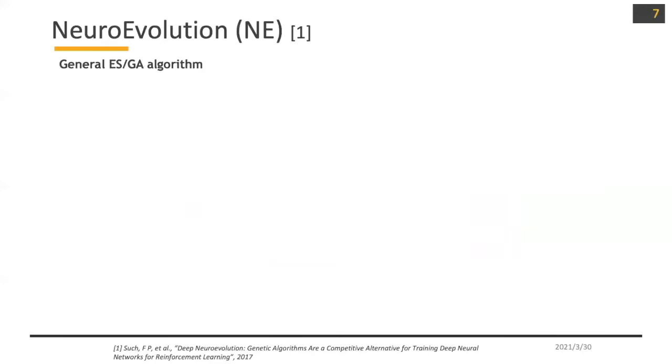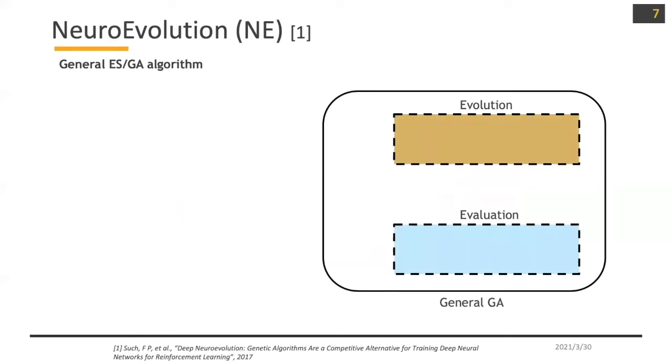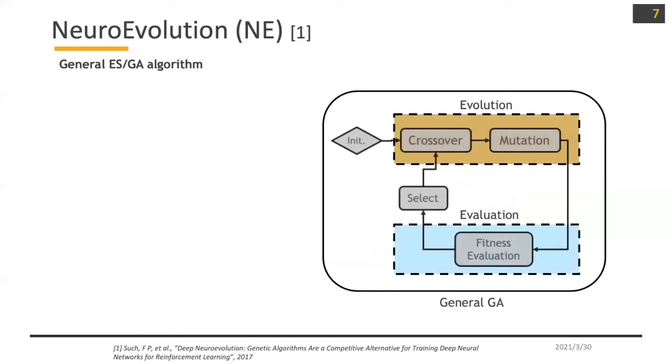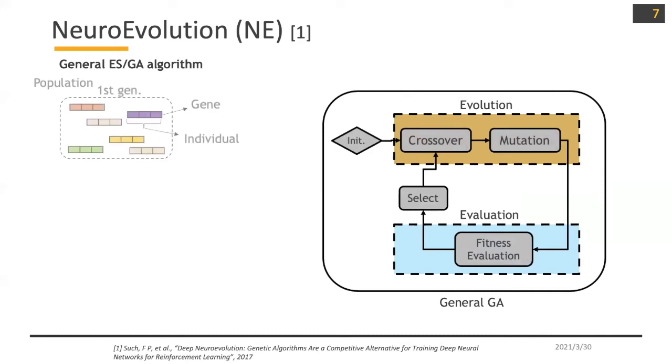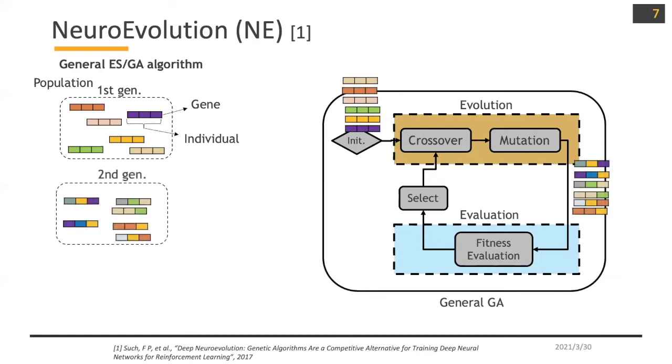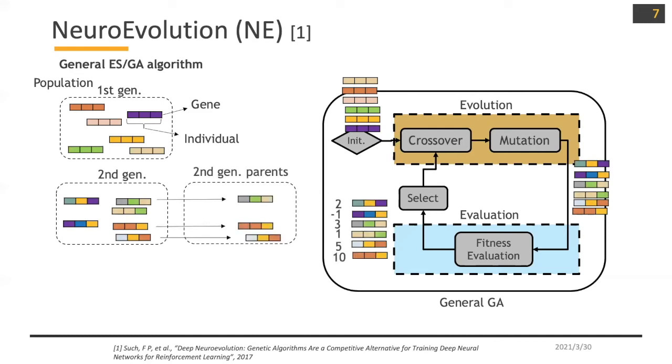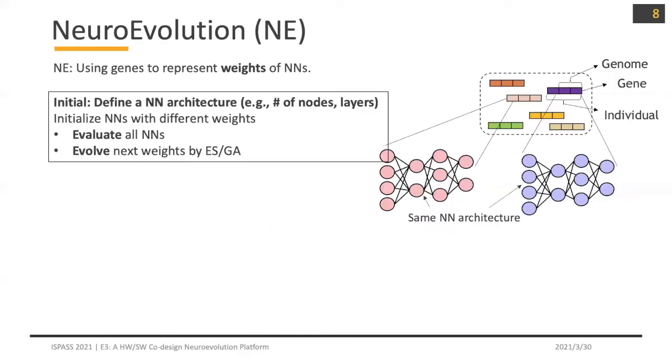Another one is neuroevolution. Neuroevolution is an ES or GA based algorithm. So now let's look at how general ES or GA works. ES or GA has two parts, evolution and evaluation, and there are some dedicated functions in them. At the start, we initialize a population. In one population, there are a lot of individuals, and in each individual, the basic unit is the gene. After initialization, you have a population going into the algorithm, and you evolve them. Then you evaluate their fitness, and pick the good ones as parents to generate the next generation, and so on.